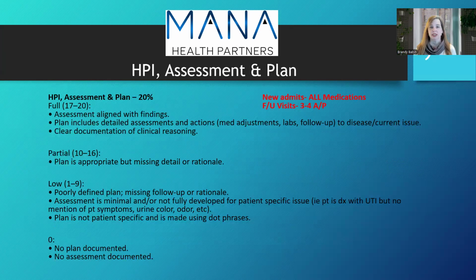So remember your assessment and plan. On every new admit, you're going to do all of the medications, minus the bowel protocol, minus your PRN Tylenol, but you're going to do all of your medications. On your follow-ups, you only need 3 to 4, not 2, at least 3 assessment and plans. And then if you do 4, 5, 6, 7, 8, 9, it's overkill. But if you're trying to address all of those systems because there is an error in that, then that's okay as well. But 3 or 4 is more than sufficient.